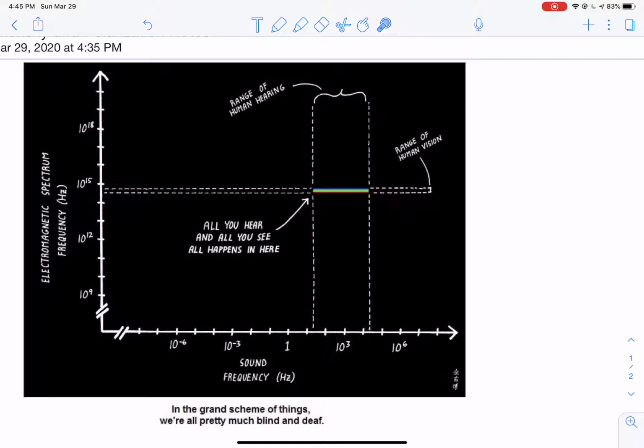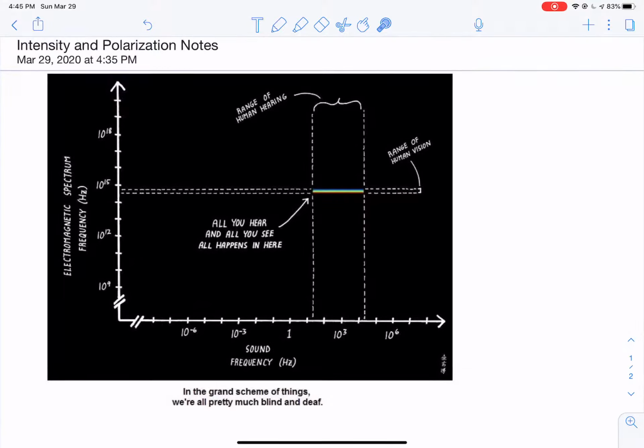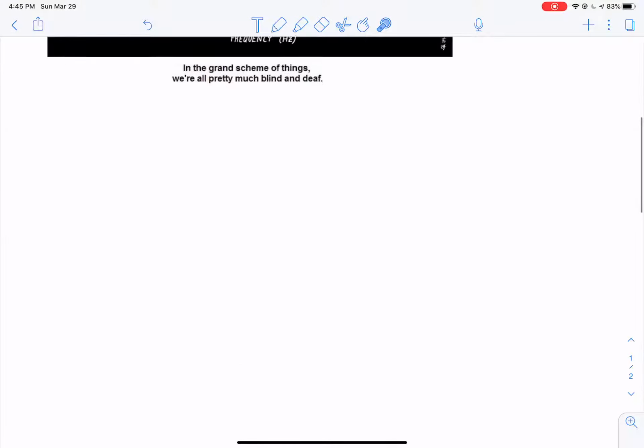Of course, there are some other waves that we do sense. And those are infrared waves. Infrared waves are going to have a lower frequency somewhere down here. So not totally complete, but pretty close. I thought that was pretty neat. But let's talk a bit about intensity.